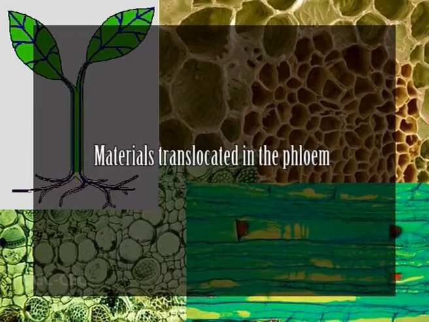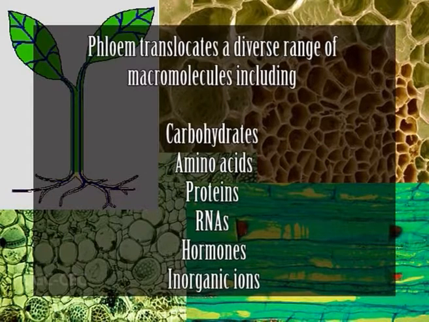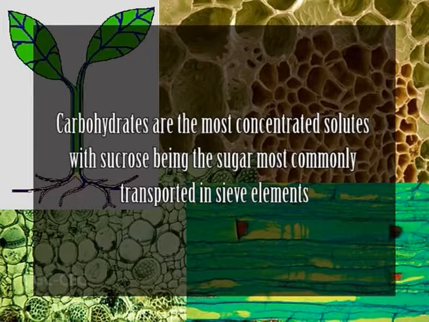Now, materials translocated in the phloem. The phloem of higher plants translocates a diverse range of macromolecules including carbohydrates, amino acids, proteins, RNAs, hormones and some inorganic ions. In phloem sap, carbohydrates are the most concentrated solutes, with sucrose being the sugar most commonly transported in the sieve elements. Many other mobile carbohydrates contain sucrose bound to varying numbers of galactose molecules.